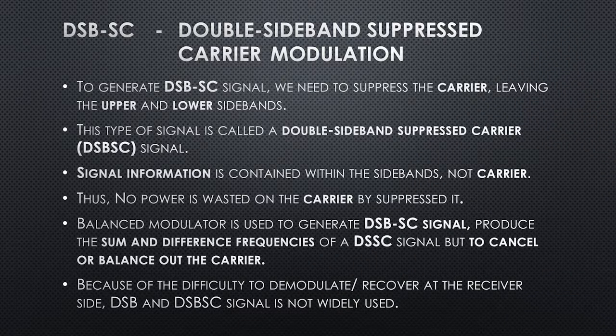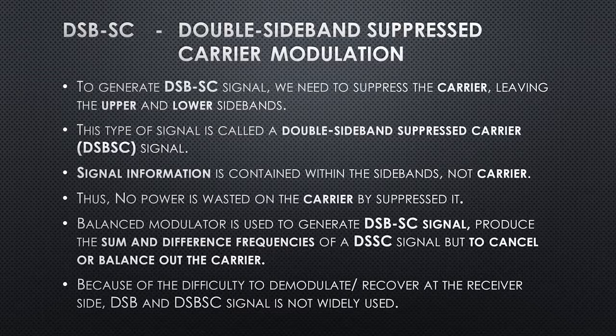Let us talk about DSBSC, which is the double sideband suppressed carrier modulation. To generate a DSBSC signal, we need to suppress the carrier, leaving the upper and lower sidebands. This type of signal is called a double sideband suppressed carrier, DSBSC, signal. Signal information is contained within the sidebands, not the carrier. Thus, no power is wasted on the carrier by suppressing it.